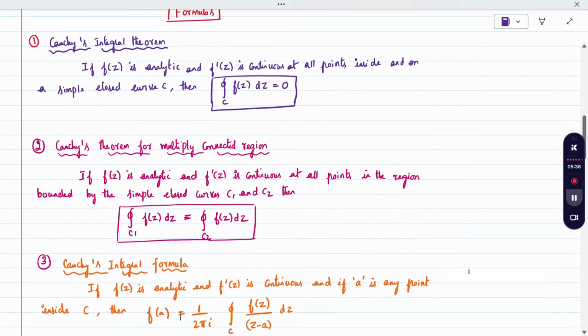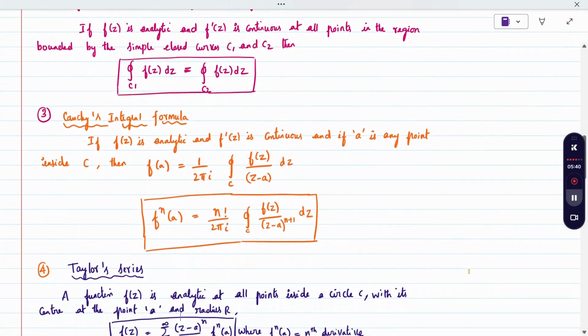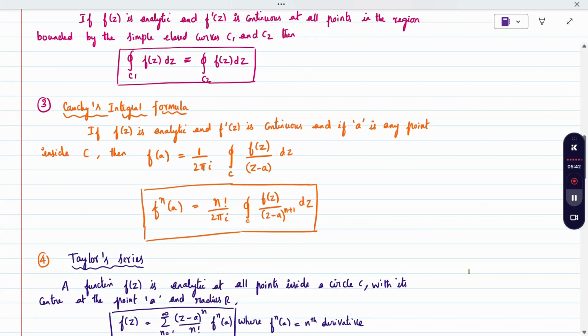So the third formula is the Cauchy integral formula. If f of z is analytic and f dash of z is continuous, and a point a is inside C, then I can write f of a equal to 1 by 2 pi i integral over C of f of z divided by z minus a dz.